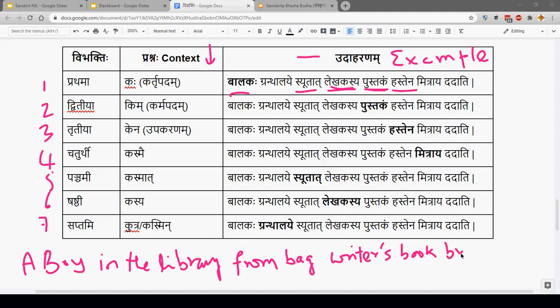Hastena means by hand. Hastaha, we know, means hand. Here a case ending is applied to it, so it becomes by hand. Then mitraya. Only mitram, we know, means friend. That's the neuter gender, mitram, friend. Now another case ending is applied here. Mitraya is to a friend. Dadati is a verb. Have we studied this? Yeah, I think we've done it. Gives.